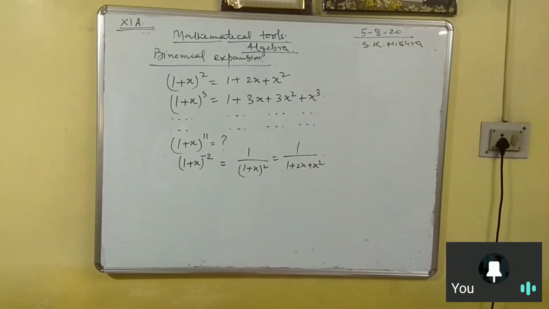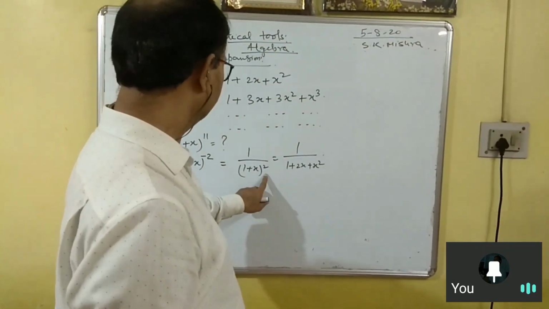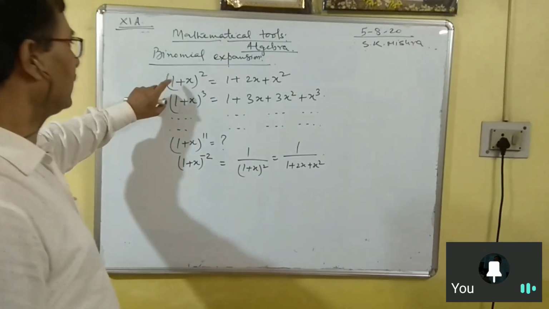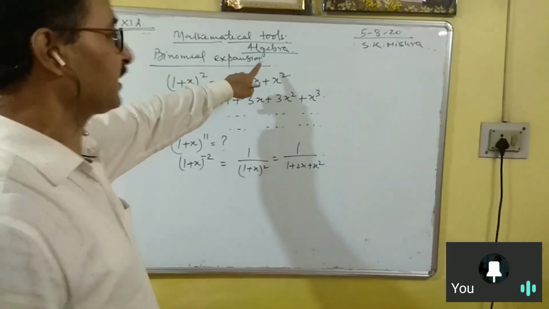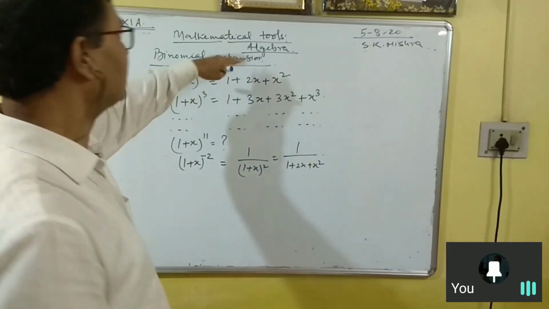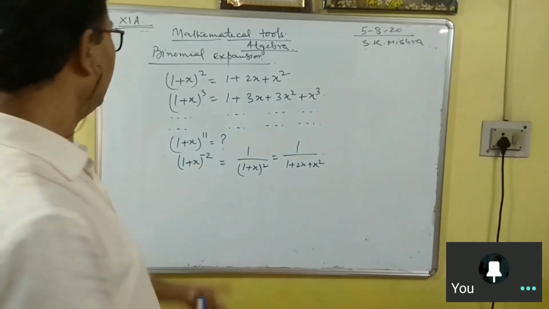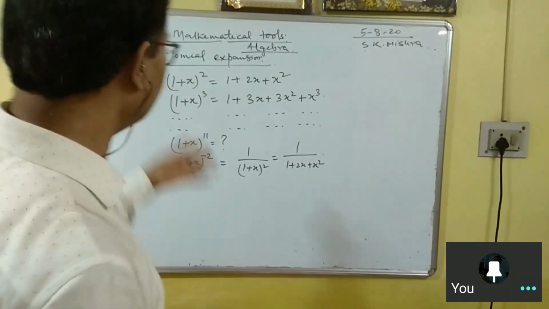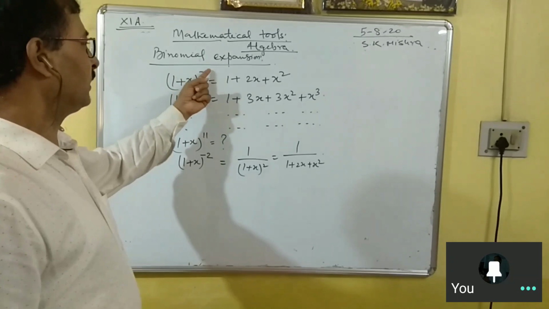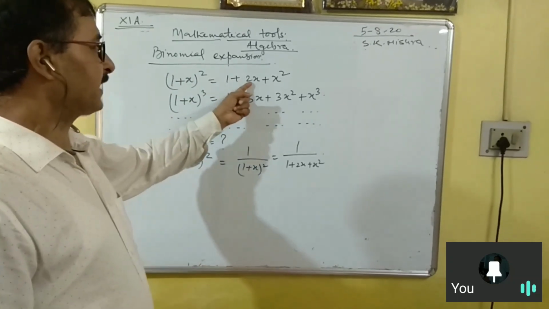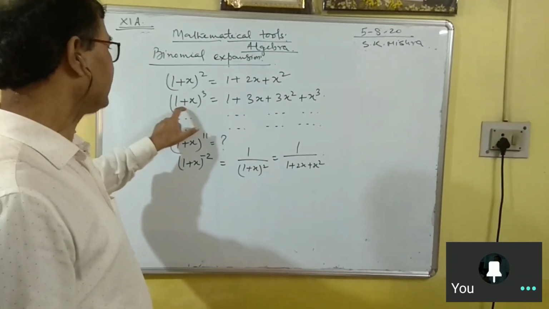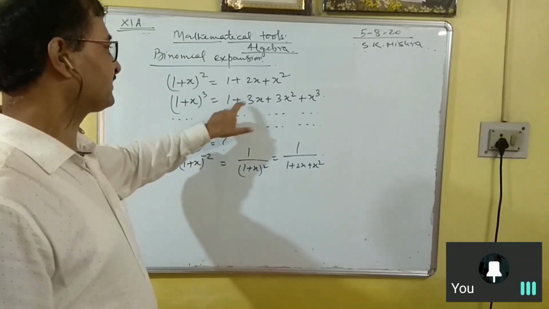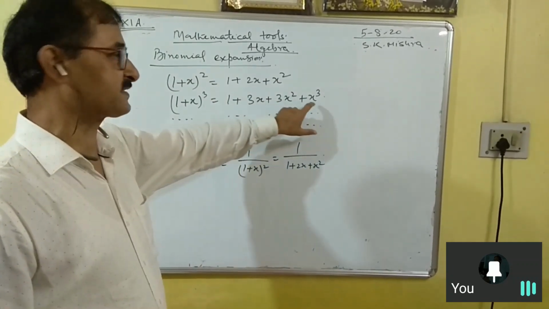So (1 plus x) whole square, I am repeating from here, binomial expansion. Now today we will start from algebra. So binomial expansion, actually the binomial theorem, is about two terms. (1 plus x) whole square is 1 plus 2x plus x square, and (1 plus x) whole cube is 1 plus 3x plus 3x square plus x cube.